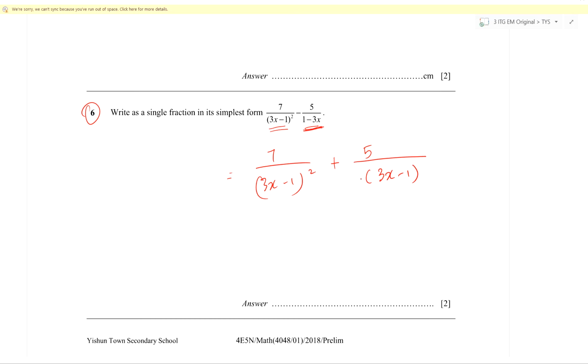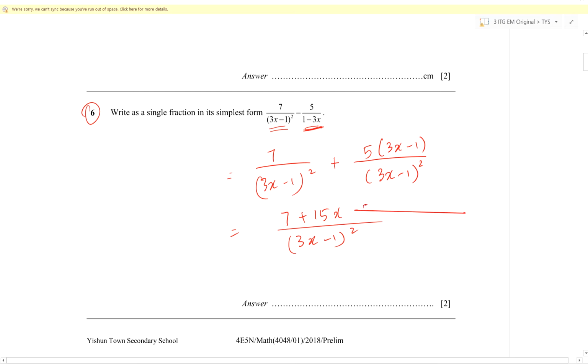We just started going through question 6. Okay, now the denominators are almost the same. But we have to ensure that they are exactly the same before we can add. So quite clearly, we have to square this. Then we have to multiply this by 3x minus 1. Put them in one single fraction with a denominator of 3x minus 1 squared. We have 7 plus 15x minus 5. Okay, so we have 15x plus 2 over 3x minus 1 squared.